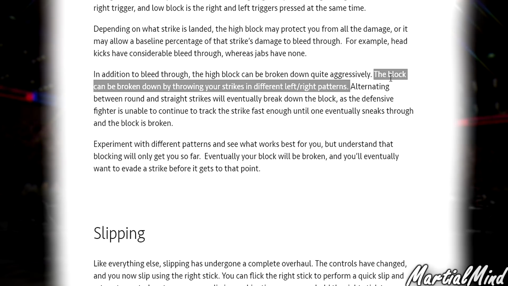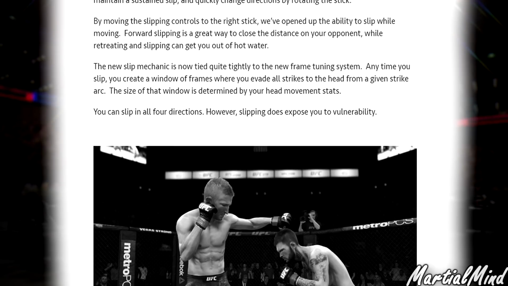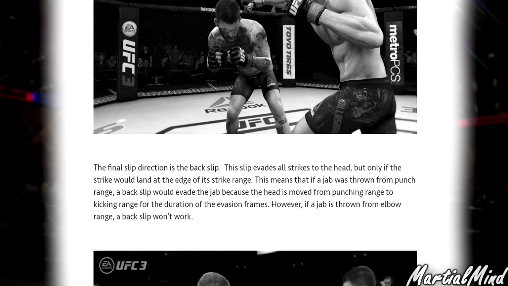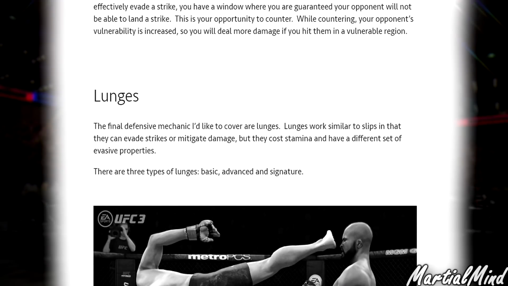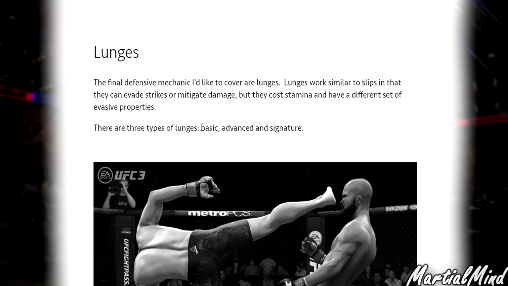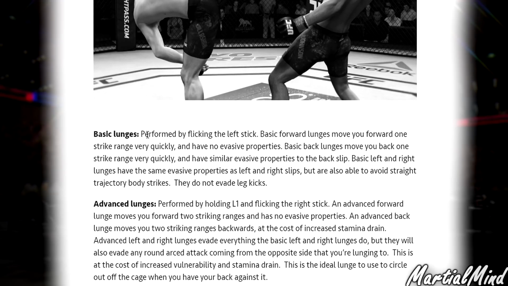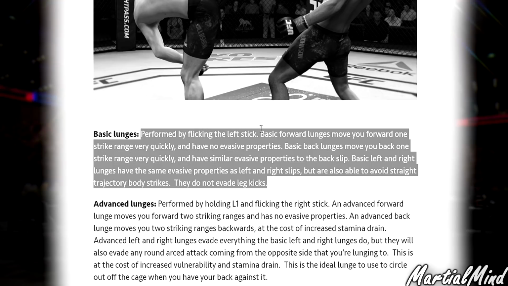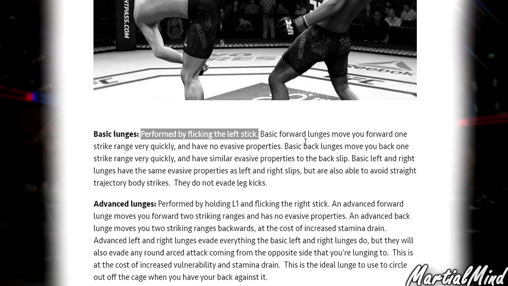You're going to need to combine your blocking with your head movement as well as your lunges if you want to be good defensively. And speaking of lunges, there are 3 types of lunges now in the game. You've got the basic lunge, the advanced lunge, and the signature lunge. The basic lunge is performed by simply flicking the left stick. You can go left, you can go right, forward, and back. And you can use these basic lunges to evade strikes except the forward basic lunge.